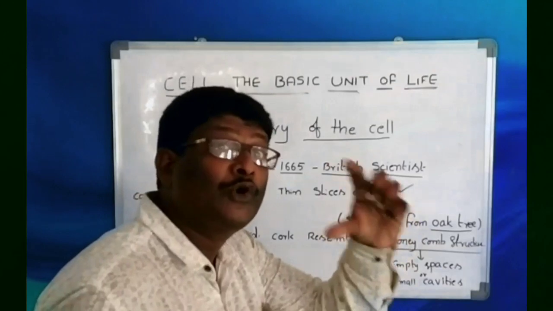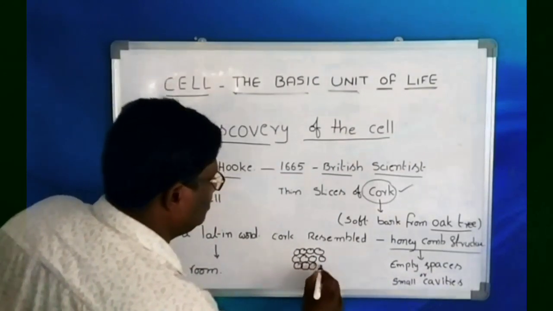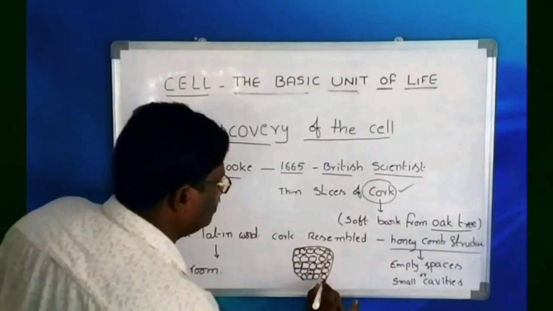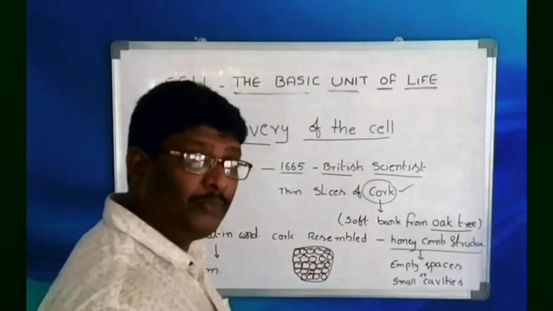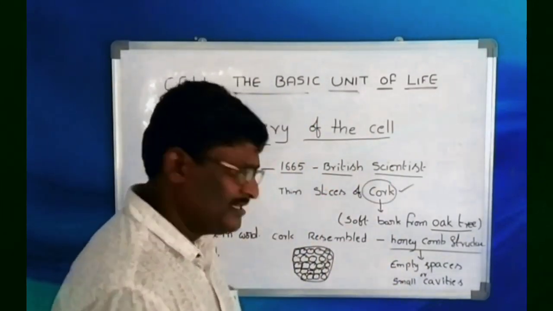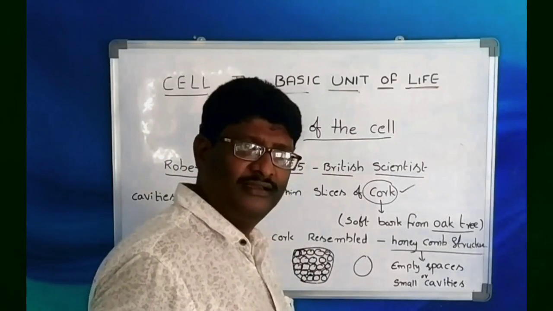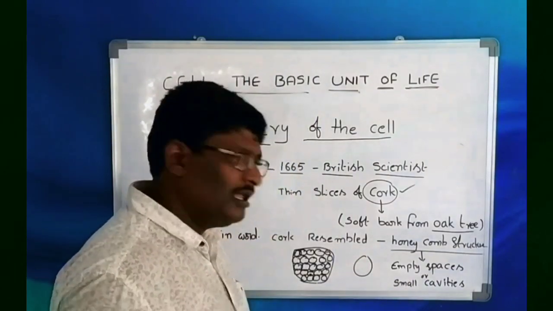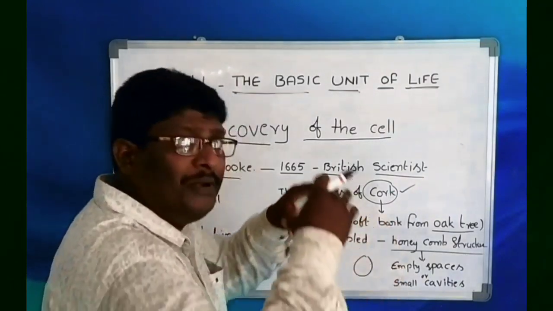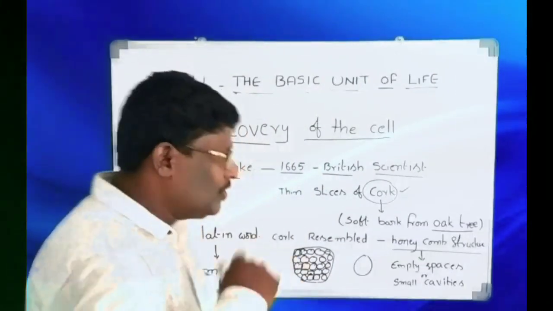It appeared like a honeycomb structure. Honeycomb structure means like this. See? When you observe that part, it appears like a honeycomb. In the honeycomb structure, there are empty spaces. Inside, nothing is there. So many empty spaces are there. That empty space is also called a small cavity. So many empty spaces are found in that oak tree bark.